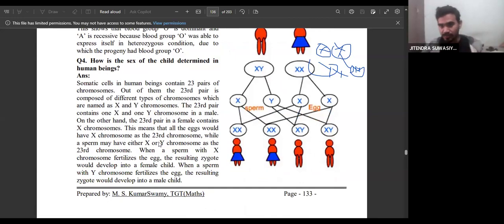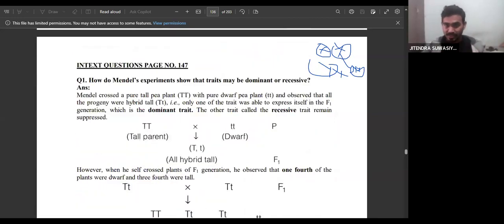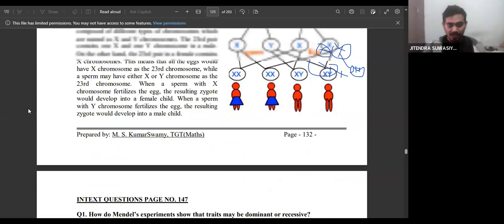So this is how sex is determined in humans. So this is all about heredity.